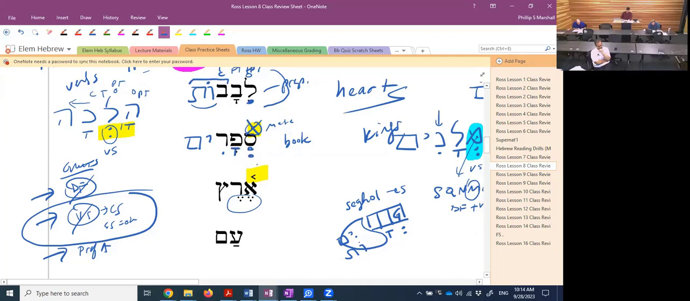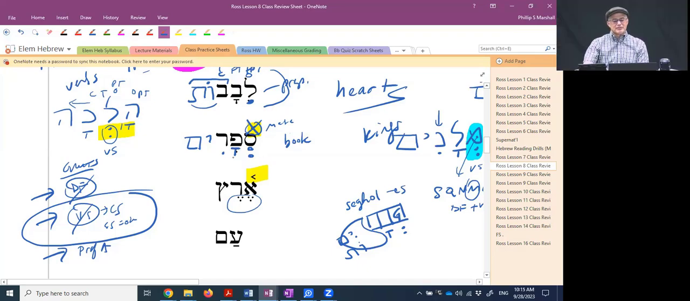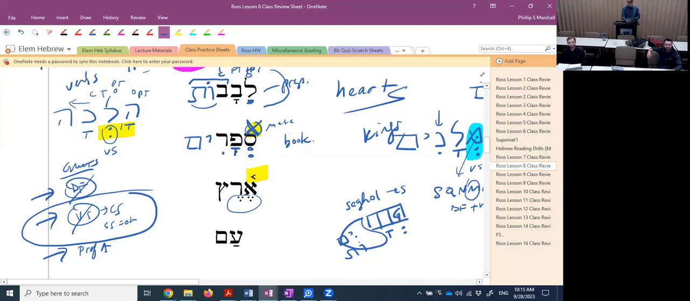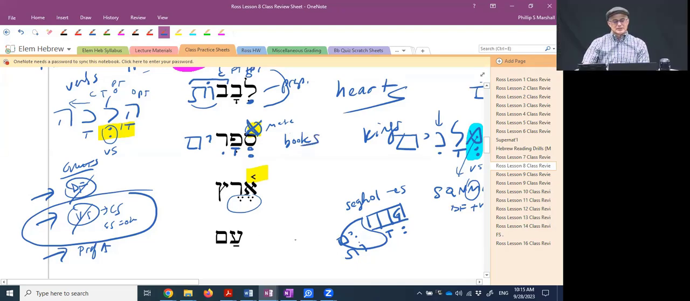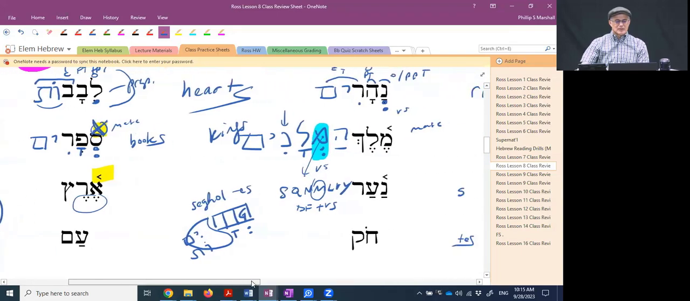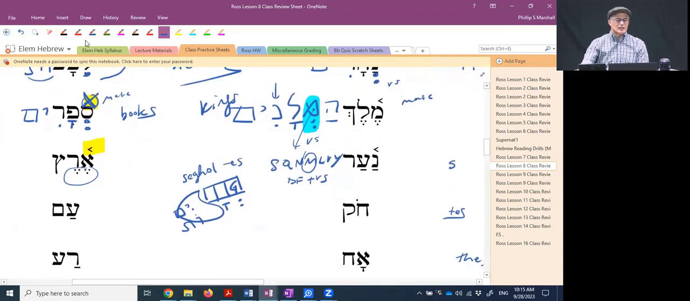Second vowel under the pe, kamets. So sefer becomes sefarim, like davar became devarim. Devarim, sefarim. They're going to rhyme every time. Don't stress that first syllable when the Segolate noun is plural. Sefarim. Say that to me. Sefarim. What does that mean? Books. Good.